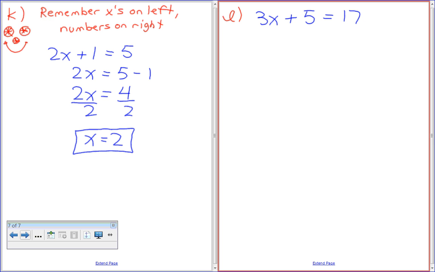Nick, can you try and give me a first step here? You have to go 3x. Yeah, awesome. Lydia, what's 17 minus 5? Good. Okay. Are most people okay with what happened there?